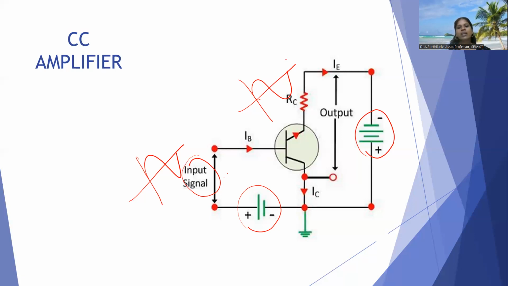Okay, fine. Then we know the input and output characteristics. What are input characteristics? There is a relationship between input voltage and input current with a constant output voltage. What are output characteristics? There is a relationship between output voltage and output current with the input current as a constant.